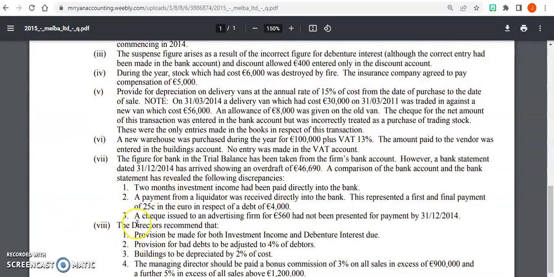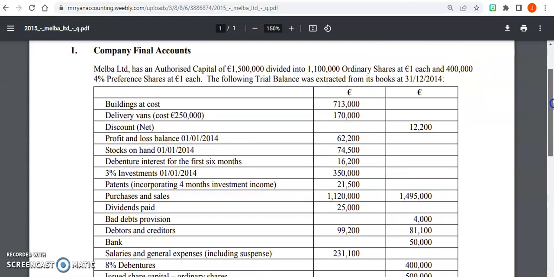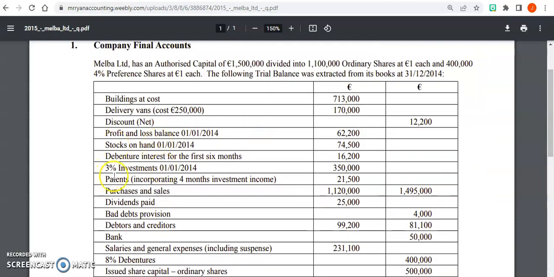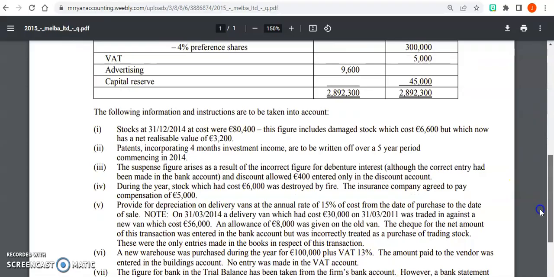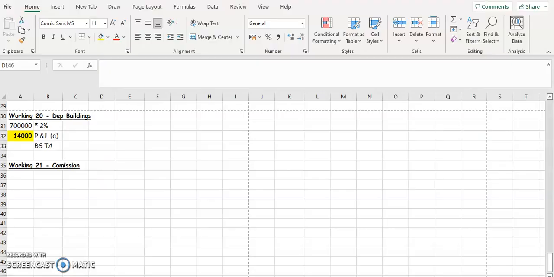So the last part of that adjustment then is the managing director should be paid a bonus of 3% on all sales in excess of 900,000 and a further 5% on all sales in excess of 1.2 million. So two parts to that. First of all, we're going to find out what are our sales, because remember, commission is based on sales. So our sales are 1,495,000. So we're going to do two parts to it.